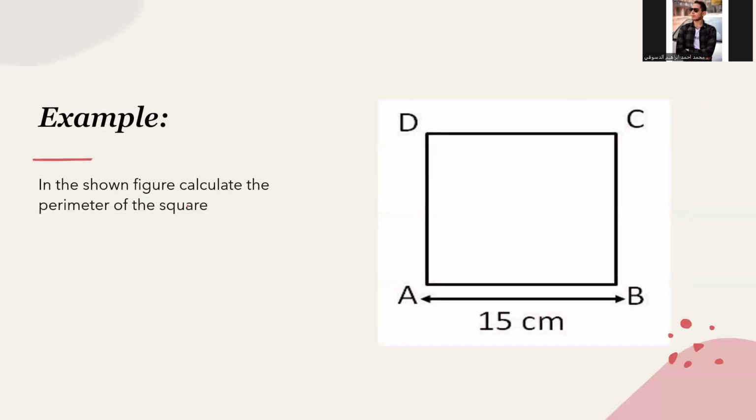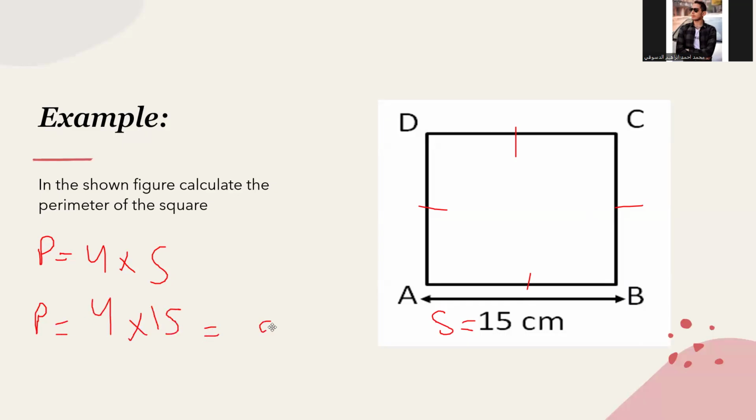For example, for the shown figure, calculate the perimeter of a square. The shown figure is ABCD, and he gave me the length of AB, the side. So the side is 15, and we understood that all the sides are equal. We can add 15 plus 15 plus 15 plus 15 and get the perimeter, but we want to use the formula. The formula of the perimeter is 4 times S. So the perimeter is 4 times 15. That means it's equal to 60.